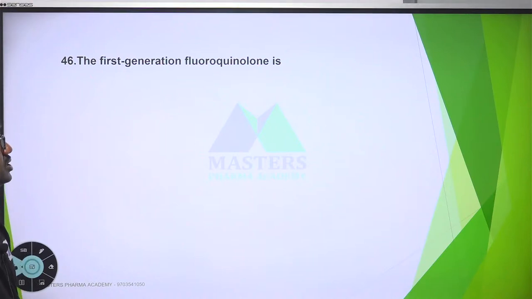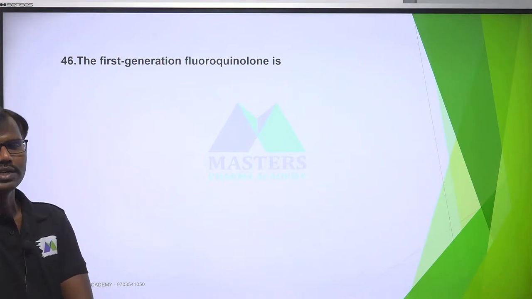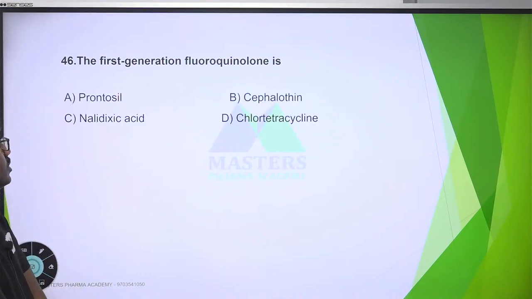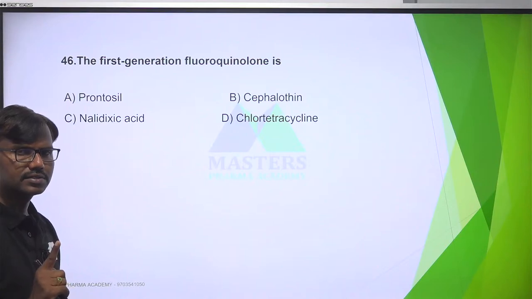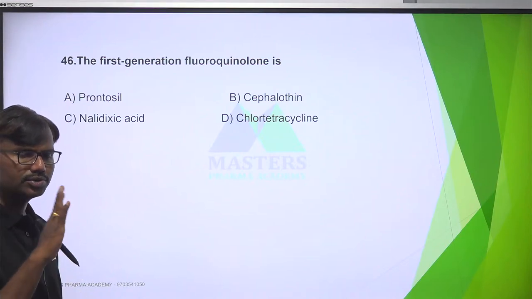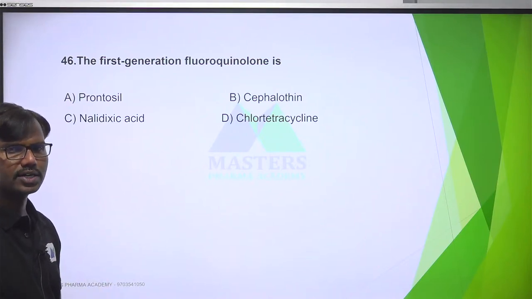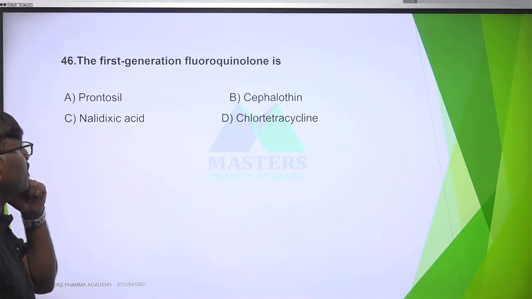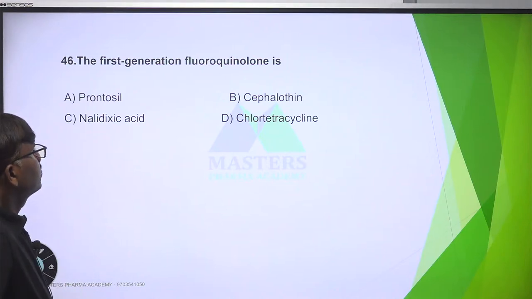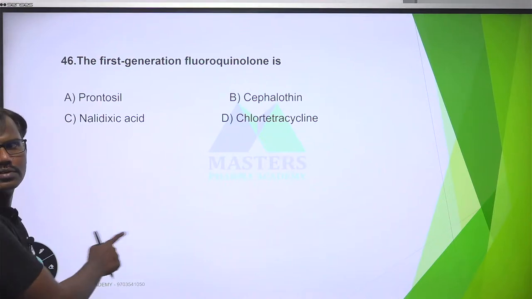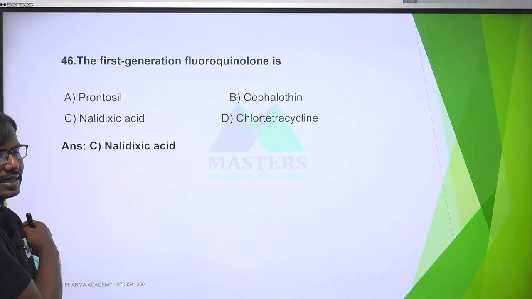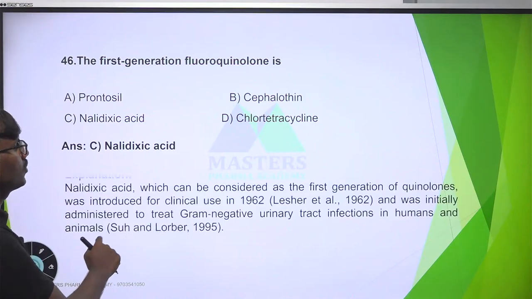What is the first generation fluoroquinolone? Classification is important. You will get one question from classification for sure. Mainly in antibiotics, you will get one or two questions directly from classification. Okay, prontosil, cephalothin, nalidixic acid, chlortetracycline, first generation. Okay, nalidixic acid is a first generation fluoroquinolone.